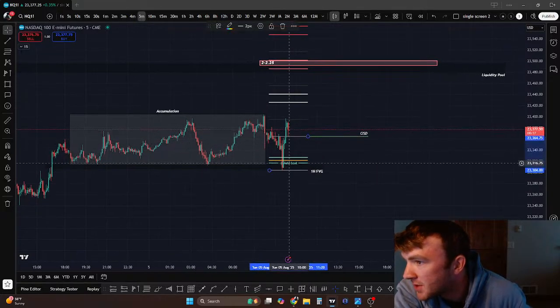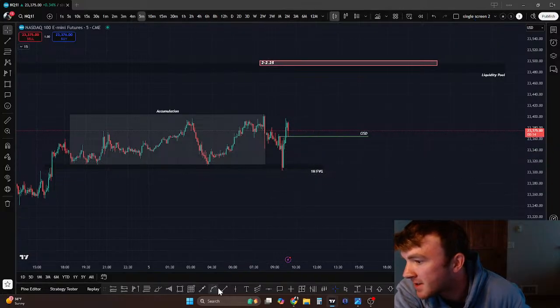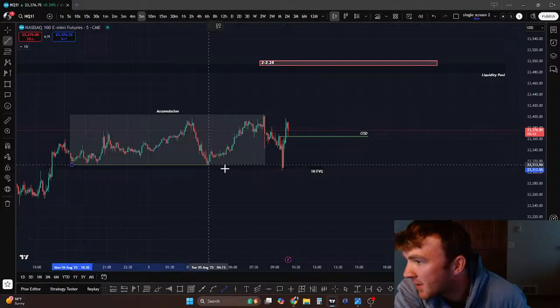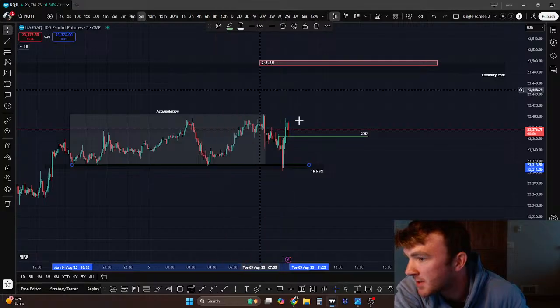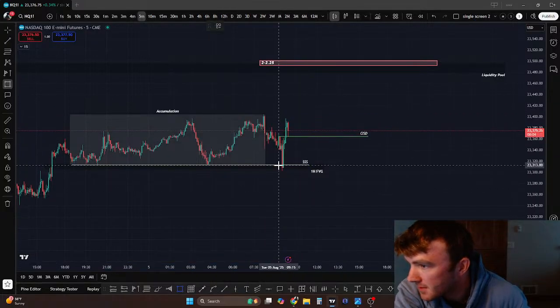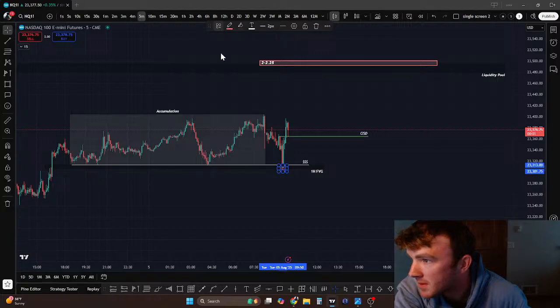So one thing we could do is just use this for bias and just say, okay, this is just for bias, and I want to look for a lower time frame trade within this. So that's another thing we can do. So accumulation, manipulation.